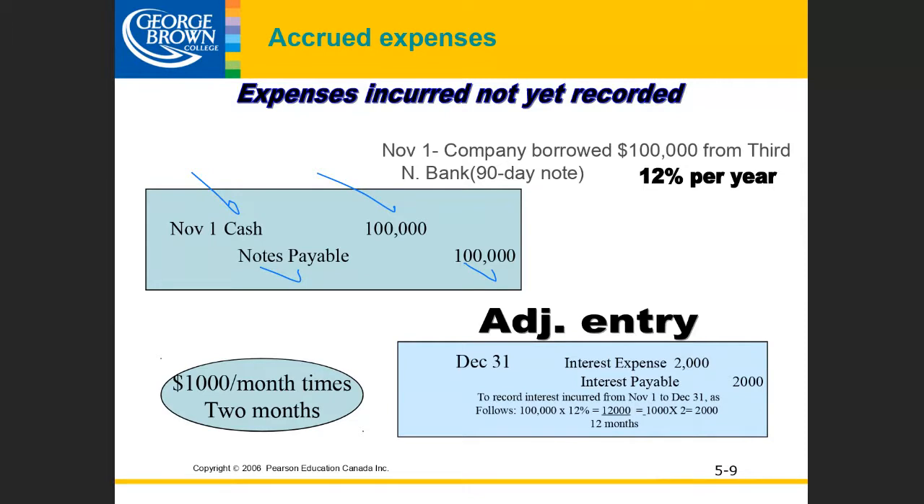So the adjusting entry on December 31st would be, we would debit our interest expense by $2,000 to show that over the course of those 2 months, we've incurred $2,000 worth of interest expense or interest costs. And then we would credit our interest payable by another $2,000 to show that we've incurred this expense, but we have not paid the interest yet. Vanessa, are we calculating the interest of $100,000? Yes. Well, you're calculating the 2 months worth of interest on $100,000. Yes, absolutely.